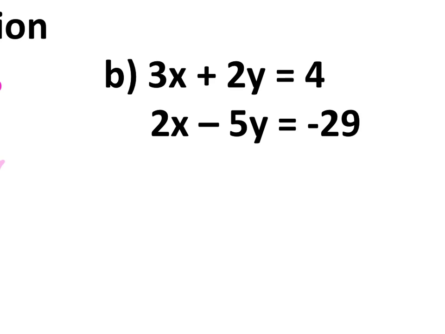If I wanted to cancel the x's, what would I have to do? Top by 2, bottom by negative 3, right? So one's going to be positive, one's going to be negative. If I go with the y's, I do what? Top by 5, bottom by 2.